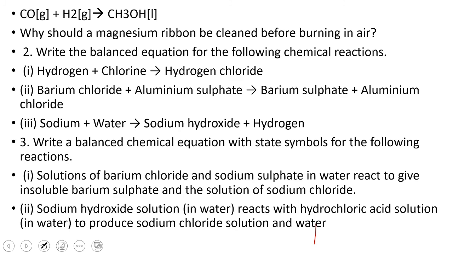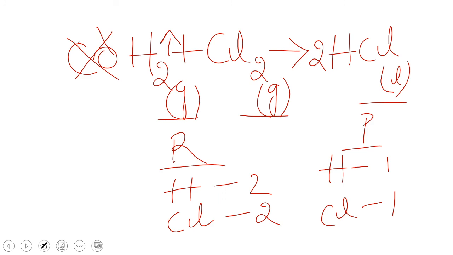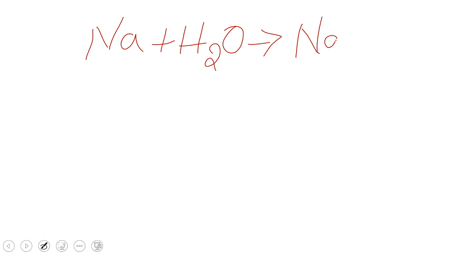So what is the reaction which we have seen? Sodium plus water, right? So here I am writing sodium plus water gives rise to sodium hydroxide plus hydrogen gas is liberated. So we have to write the physical states and we have to balance the chemical equation. So just try to balance the chemical equation first. So this is reactants and this is products.